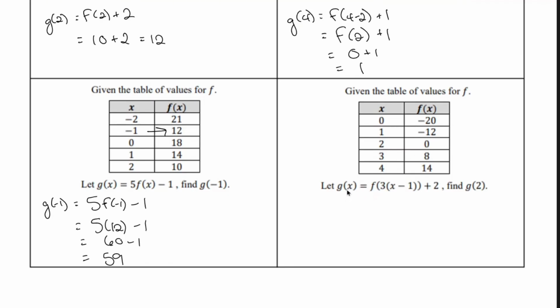Given the table of values for f, there they are. g of f of 3 of x minus 1, close it, plus 2. So g of 2 is going to be f of 3 of 2 minus 1, close it, plus 2. So that's going to be f of 3 times 1 plus 2, which is f of 3 plus 2. f of 3 is 8. 8 plus 2 is 10.